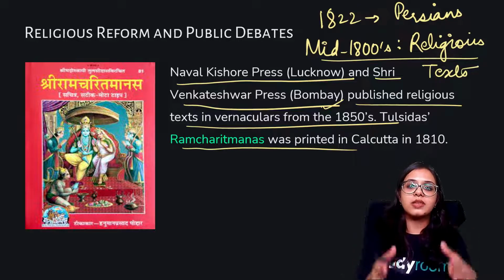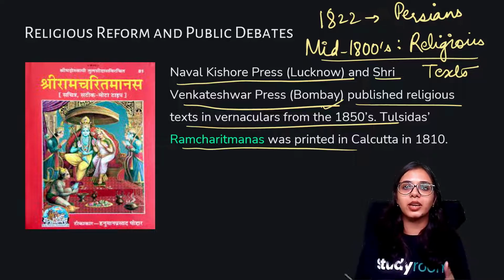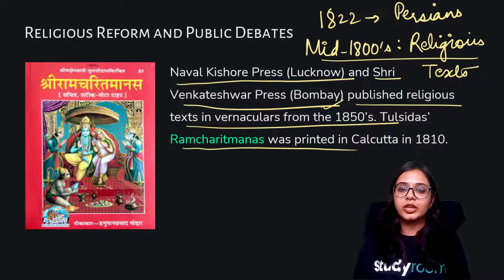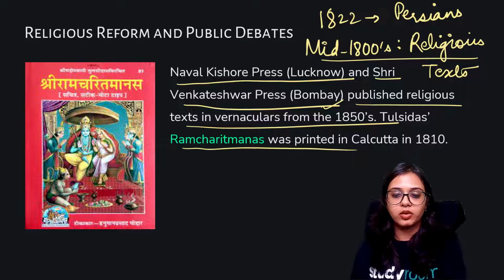The examples are here. You can see these presses were dedicated to publishing religious texts in vernaculars, in the local languages, and the example is Tulsidas's Ramacharitra.